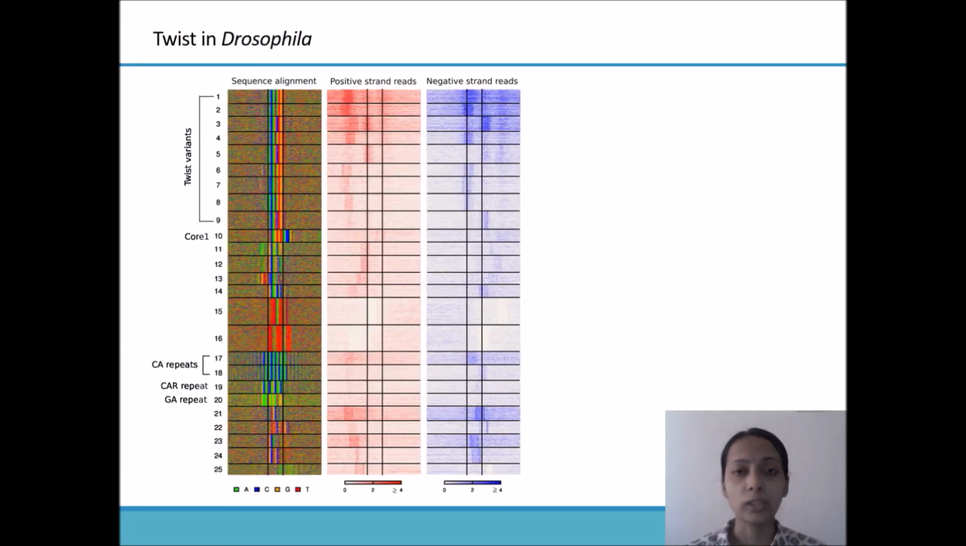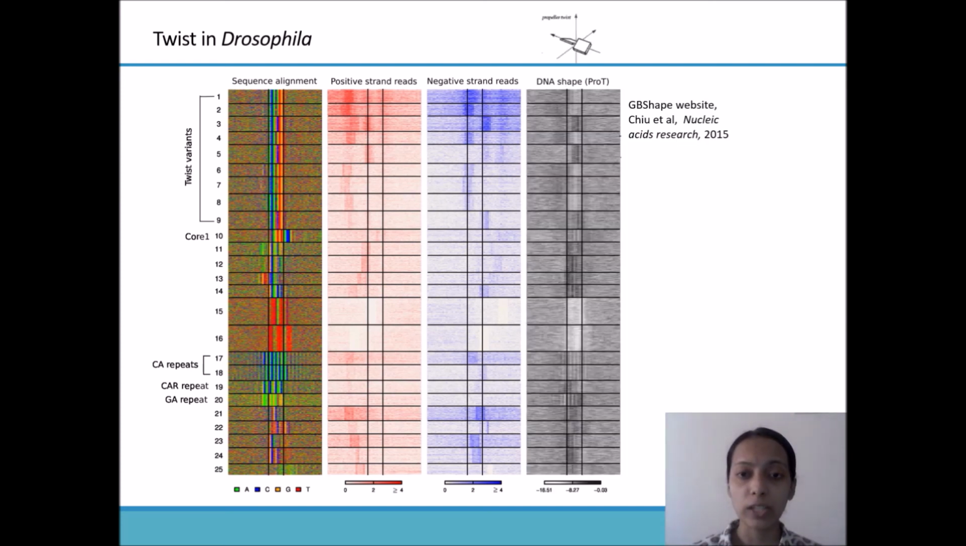Exodiversity was run on ChIP-nexus for Twist in Drosophila. It divides the dataset into 25 modes of binding, out of which 9 modes are variants of the Twist motif itself. It also finds a Core 1 promoter motif and CA repeats and GA repeats, which are characteristic of fly enhancers. We plotted the DNA shape propeller twist values at the modes identified by Exodiversity, and we see variations within the Twist motifs also.